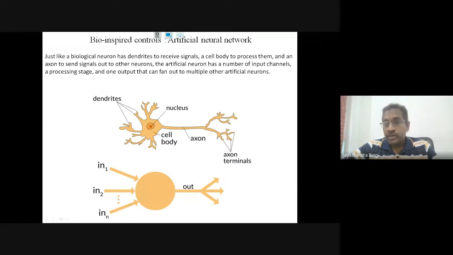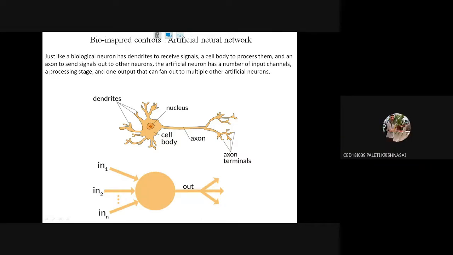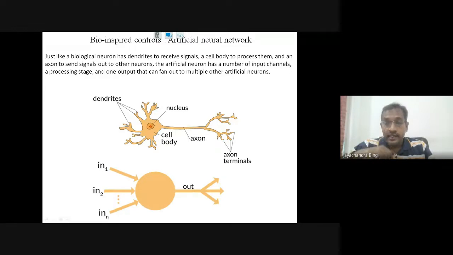Dendrites are the input receivers. Does anybody know what kind of input the neurons generally receive from different parts of the body? Pulses. Electrical pulses. Okay, so they receive the information as electrical pulses. Because last to last class I discussed the artificial skin.